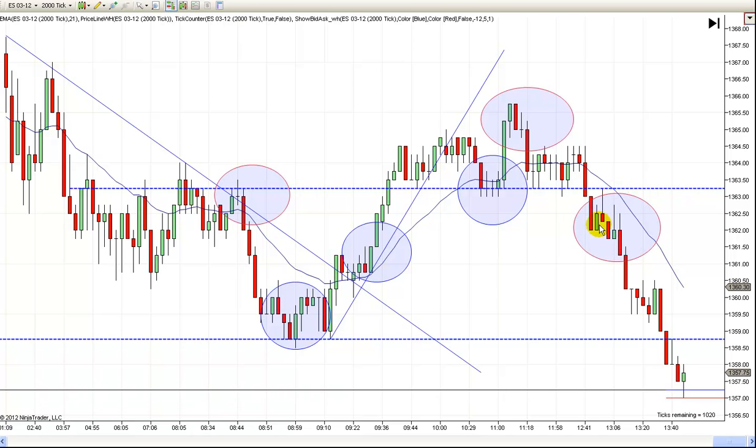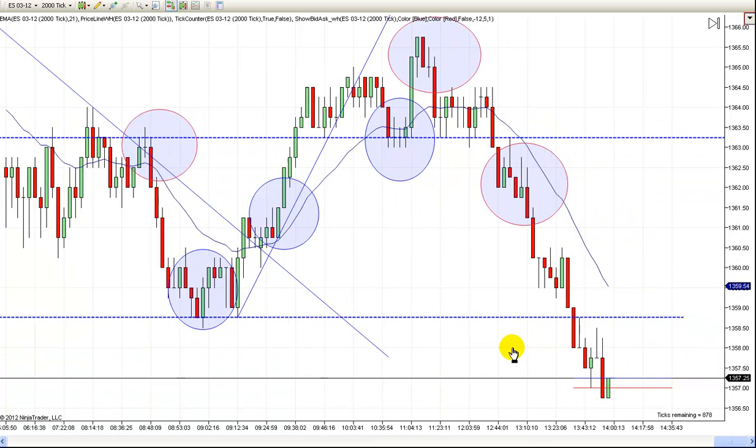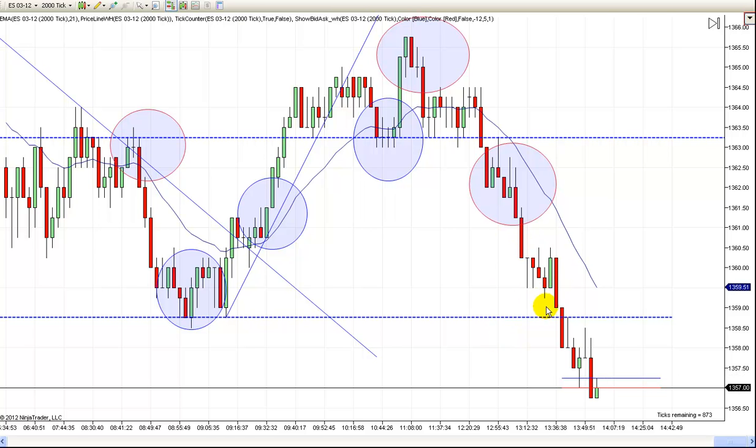So if you didn't go short right here, you definitely should have gone short right here, and it was a nice ride down. And I probably would have exited right here. I didn't take this trade. I was through trading by then. But I probably would have exited right here.